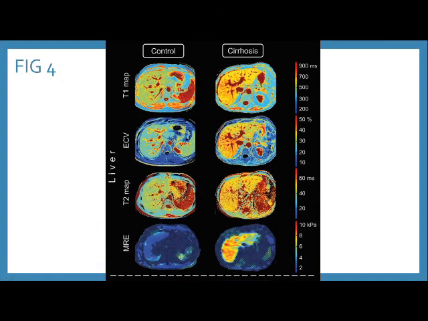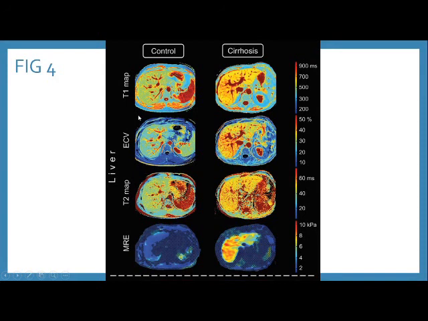Then we have another set of images that show clinical examples of first a healthy control participant, and then another participant with Child-Pugh class B cirrhosis. So this is comparing control versus cirrhosis in a couple of patients just to exemplify the findings.